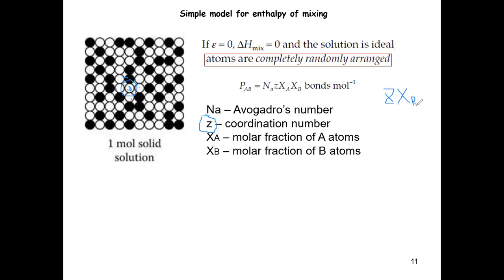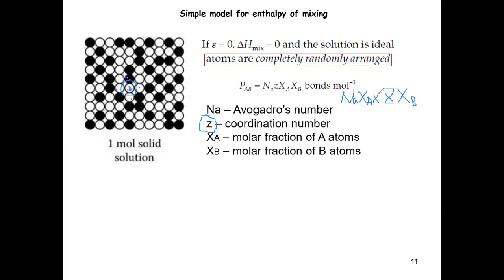X. Does that make sense to everyone? Okay, so this is if I'm sitting right at A, and on average how many B I have, right? But how many A atoms do I have? XA. XA is the molar fraction. So if this is a molar system, the number of A atoms is the molar fraction times the Avogadro number. This is the number of A atoms I have, right?